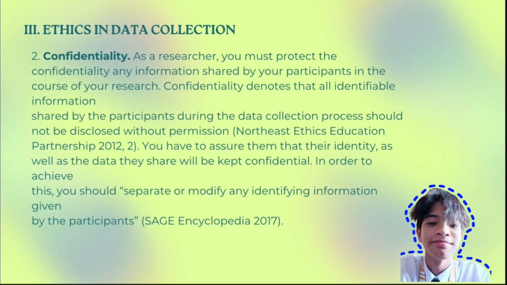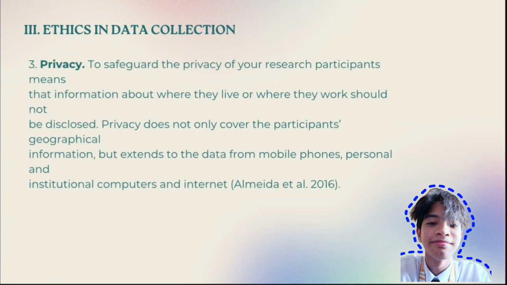2, confidentiality. As a researcher, you must protect the confidentiality of the information shared by your participants in the course of your research. Maintaining confidentiality requires safeguarding the information that an individual has disclosed in a relationship of trust and with the expectation that it will not be disclosed to others without permission. Number 3, privacy. Privacy is to safeguard the privacy of your research participants. Information about where they live or where they work should not be disclosed. Privacy does not only cover the participants' geographical information but extends to data from mobile phones, and personal and institutional computers on the internet. Protecting the privacy of individuals whose data is being collected is crucial. Steps should be taken to anonymize the data, ensuring the personal identifiers are removed and the individual cannot be easily identified.